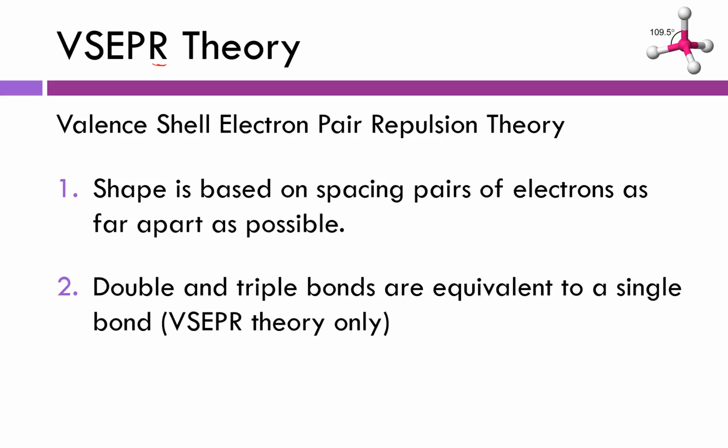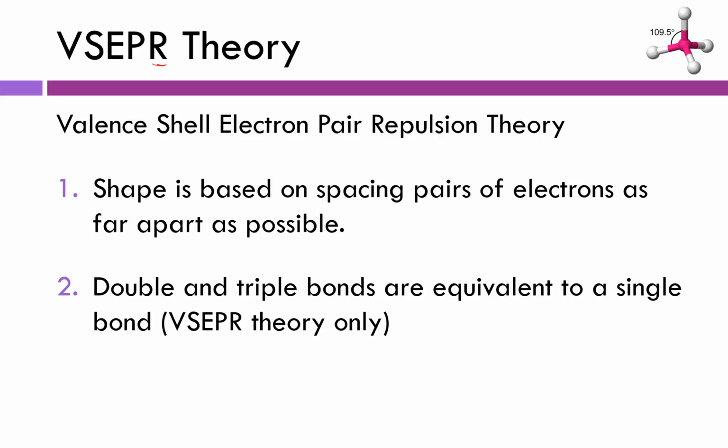So really, according to the VSEPR theory, shape is based on spacing out pairs of electrons as much as you can. So don't pile up pairs of electrons really close together. We want to spread them out because, again, you've got those negatively charged electrons, and pairs of them are going to repel other pairs of electrons.